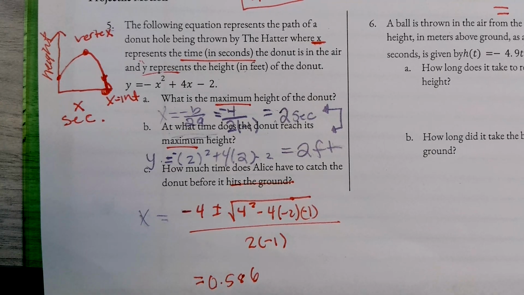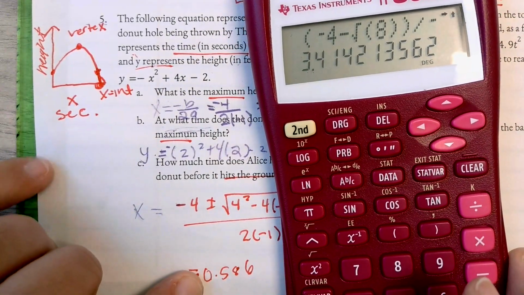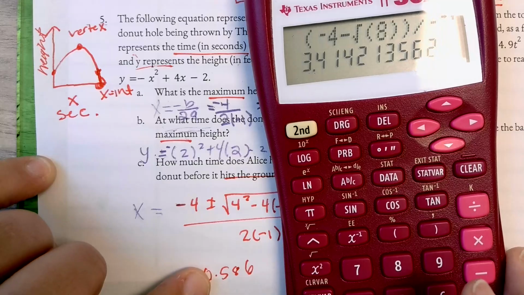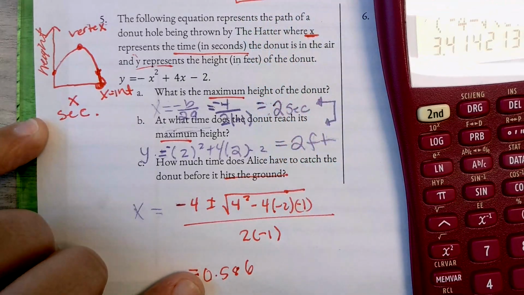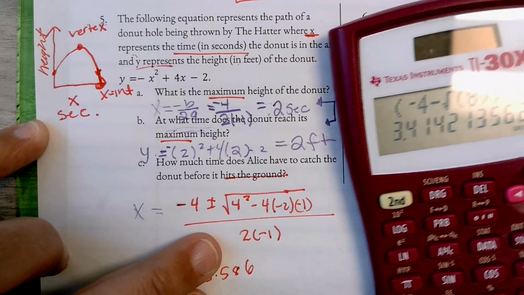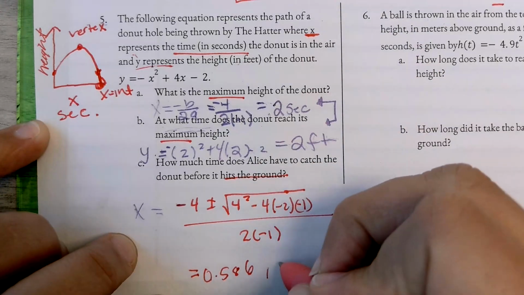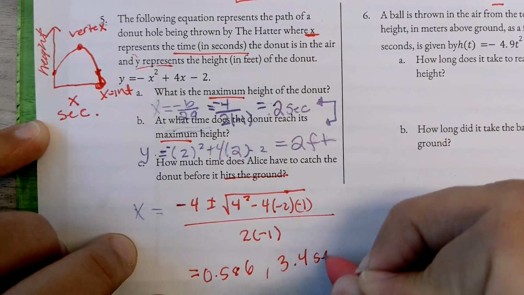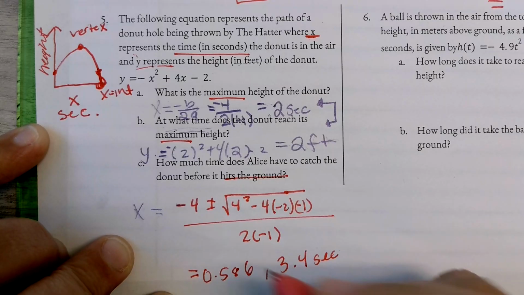Doesn't make any sense. I figured out why it didn't make sense. I had to do the other side. So I got 0.586 seconds, which I know is not right because that's before I reached the maximum height. So I tried the other one, -4 minus the square root of 8 over -2, and I got 3.4 seconds. So that makes more sense to me since it's on the right side of the vertex here.